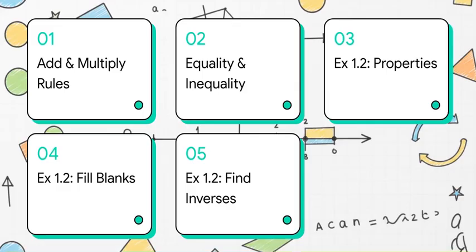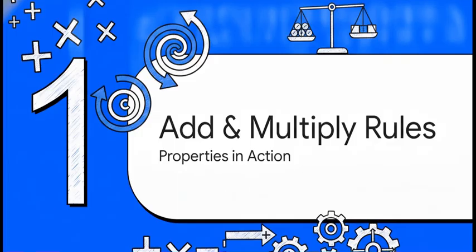So, here is our game plan for today. We'll start with Section 1, Addition and Multiplication Properties, then Section 2, Equality and Inequality Rules, and finally, Sections 3 through 5 are all about applying those exact rules to crush Exercise 1.2. Kicking things off with Section 1, Addition and Multiplication Properties.